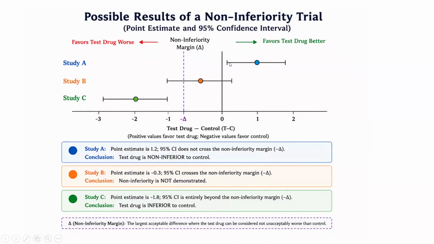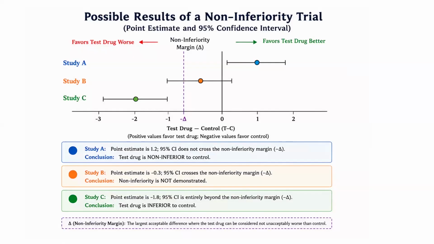So if the 95% confidence interval is not crossing this non-inferiority margin line, okay, this vertical line, the minus delta line. If it is not crossing, we can say drug A is non-inferior compared to the standard. In study A, the test drug is non-inferior compared to the standard one.